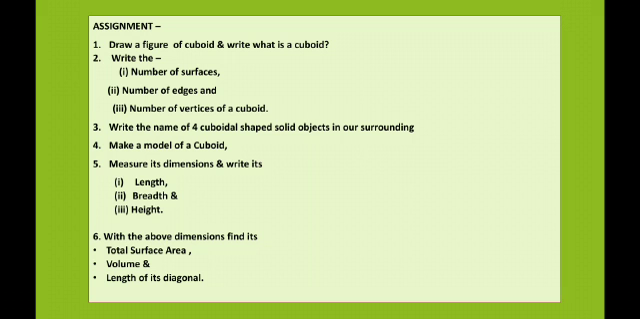Your assignment is number 1, draw a figure of cuboid and write what is a cuboid. Number 2, write the number of surfaces, number of edges and number of vertices of a cuboid. Number 3, write the name of 4 cuboidal shaped solid objects in our surroundings. Then next is you have to make a model of a cuboid, measure its dimensions, that is length, breadth and height, and write them. Then with these dimensions you have to find the total surface area, volume and length of its diagonal.